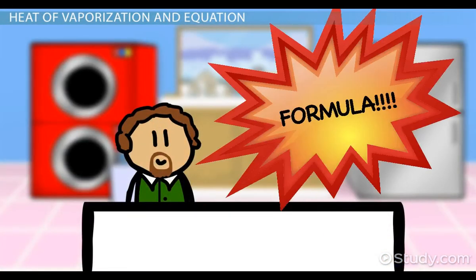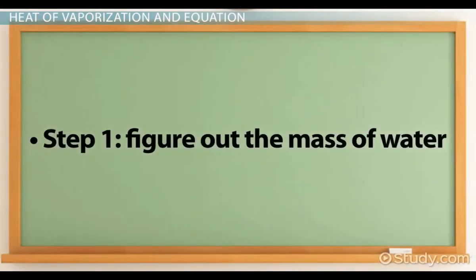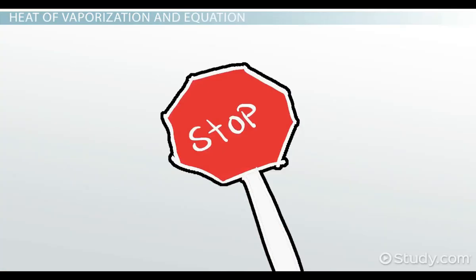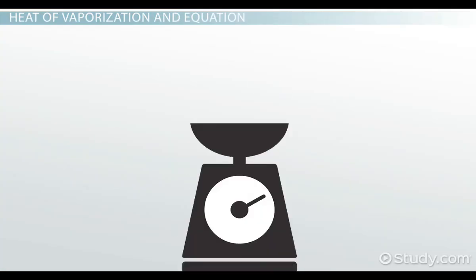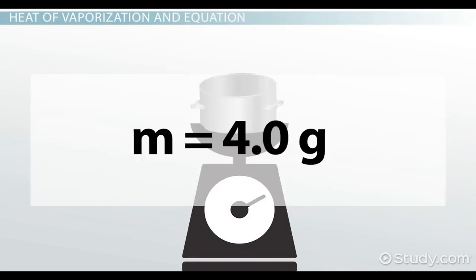Let's try to figure out how much heat energy is required to boil water at its boiling point. Step 1. Well, we need to figure out the mass of water. Wait! Don't pour it out on the scale. You can find its mass by putting a pot on the scale, zeroing it out, and then adding the water. Okay, it looks like it's 4 grams, so m equals 4 grams.